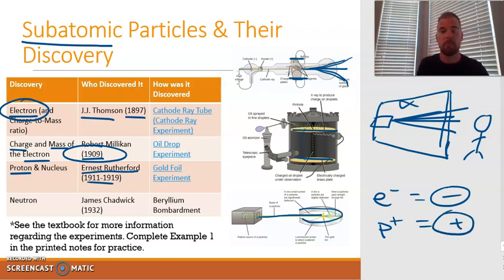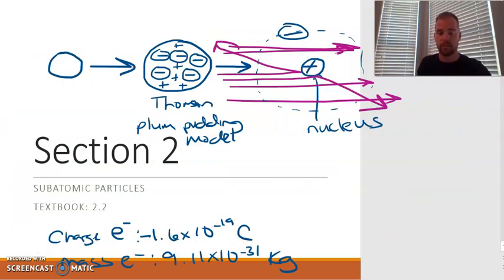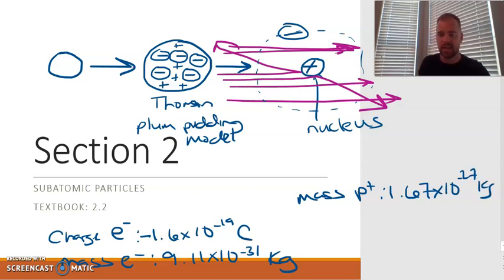Additionally, the proton mass was also discovered, and the mass of the proton, which is on the back of your periodic table, is very large. It's 1.67 times 10 to the negative 27th kilograms. Now you may be saying, well, that's kind of tiny. You're right, but relative to the mass of the electron, which is to the power of 10 to the negative 31st, that means that the proton is 10,000 times heavier than the mass of the electron. All that to say, the mass of the electron is essentially nothing compared to the mass of the proton.